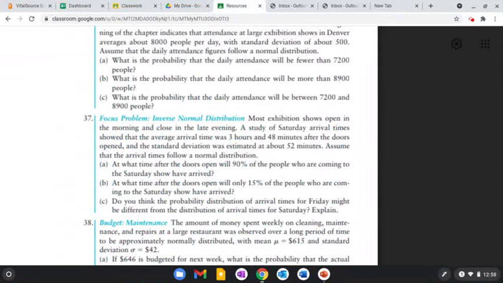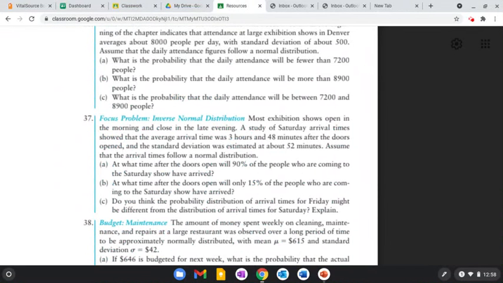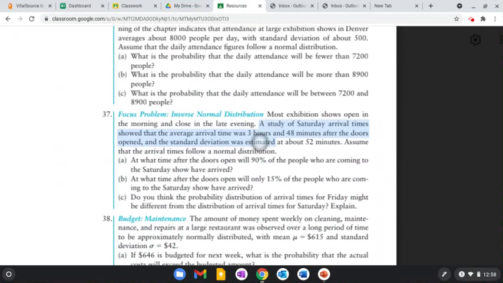Here it is. All right, 37. Notice how it gives you the average is 3 hours and 48 minutes, and the standard deviation is 52 minutes. So you are going to want to convert this mean to all minutes. You can't leave it as hours and minutes. You need to convert that to all minutes. So make sure you do that.